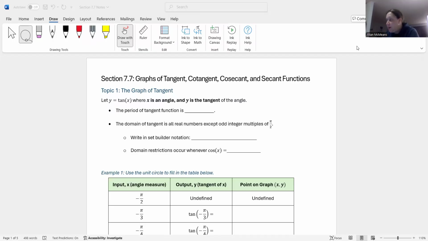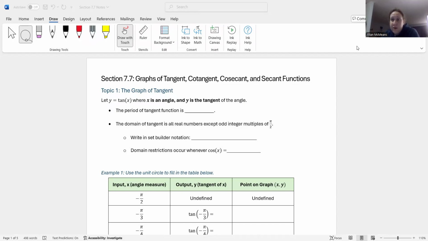Okay, when it comes to 7.7, we're going to talk about the graphs of tangent, cotangent, cosecant, and secant. We're not going to go quite as deep into these. We need to understand them. We need to definitely understand the domain and range and the general graph. We're not going to go quite as deep though, okay?